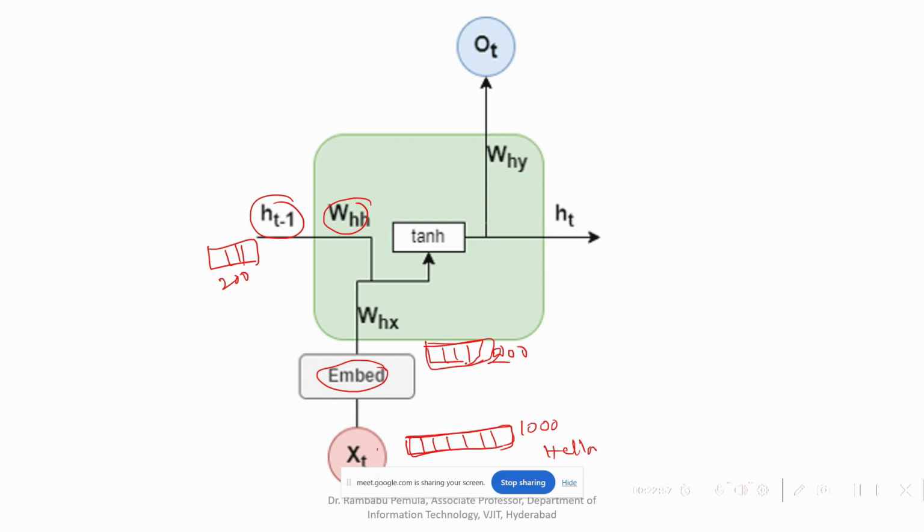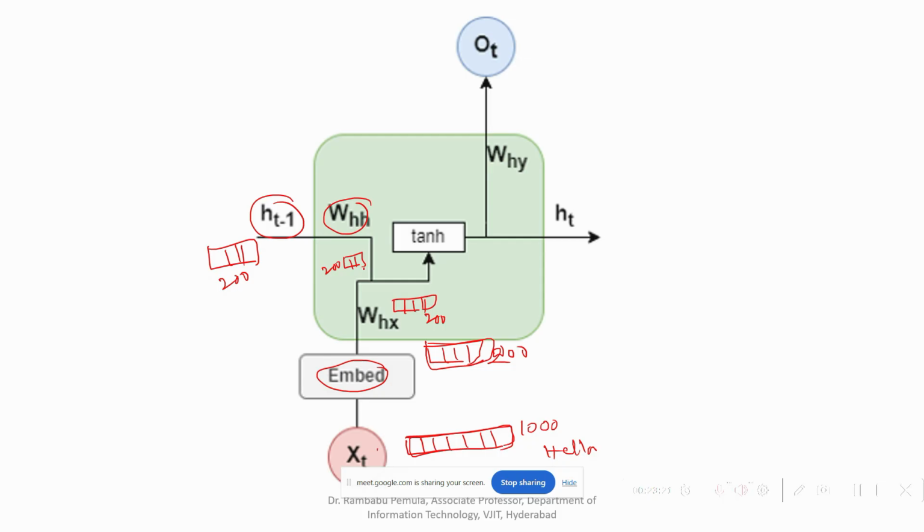Okay, that word is multiplied by the weight values WHX, the weight on the input value. After that, we are going to get the output also in the form of a 200-length word. This 200-length word is also multiplied by a weight value, and we are going to get another 200-length word.